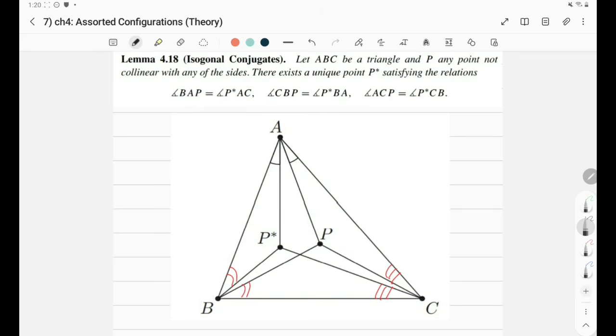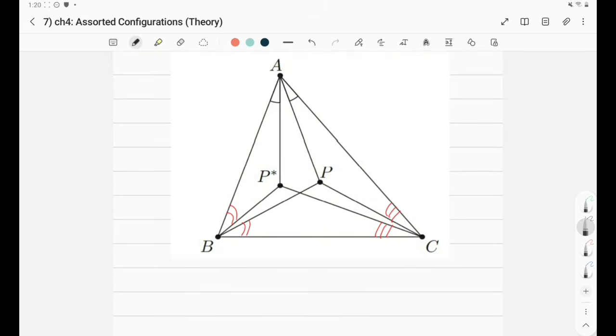Of course, you can easily see that if P asterisk is the isogonal conjugate of P, then P is also the isogonal conjugate of the other one, right? So we have a duality here. However, first of all, we need to prove that such a point exists. So how can we do that?